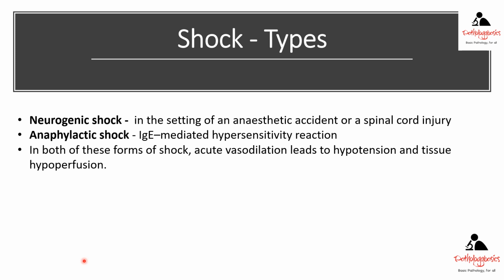Two other types of shock: neurogenic and anaphylactic shock. Neurogenic shock is seen in the setting of an anesthetic accident or a spinal cord injury. So spinal cord injury leading to shock is called neurogenic shock. Anaphylactic shock is associated with hypersensitivity reaction, IgE mediated hypersensitivity reaction. If you remember, this is type 1 hypersensitivity reaction. In both of these conditions, neurogenic and anaphylactic shock, there is vasodilatation. So vasodilatation leads to hypotension and tissue hypoperfusion.